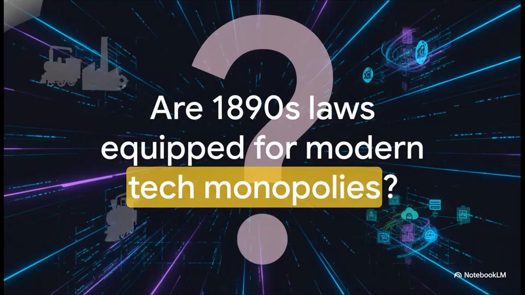I'm going to leave you with this final, provocative thought to chew on. We've traced the life cycle of a monopoly, from those initial barriers to entry all the way to the public pushback. But looking out at our modern landscape, are antitrust laws written for 1890s railroads really equipped to govern the massive, data-driven tech empires that we completely rely on right now?